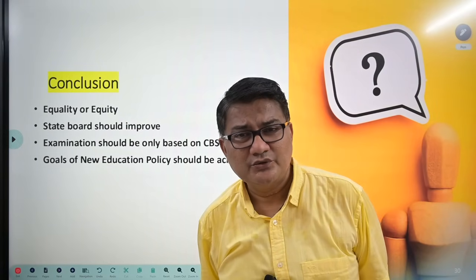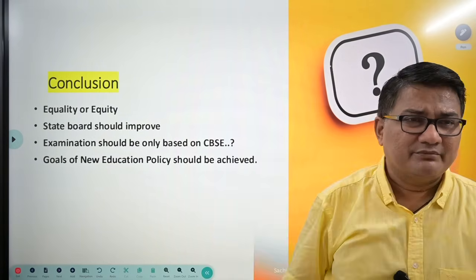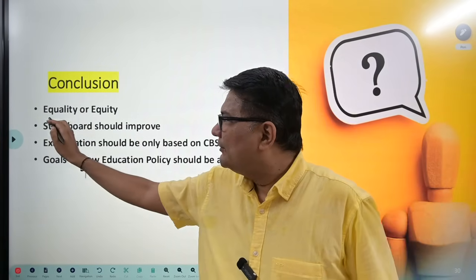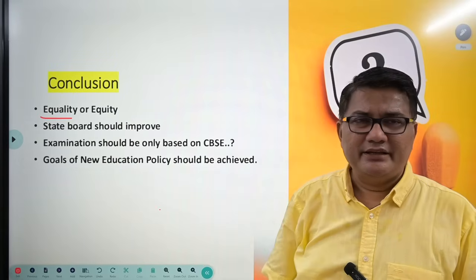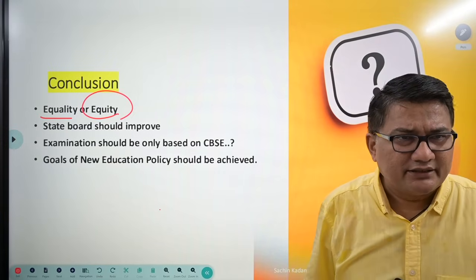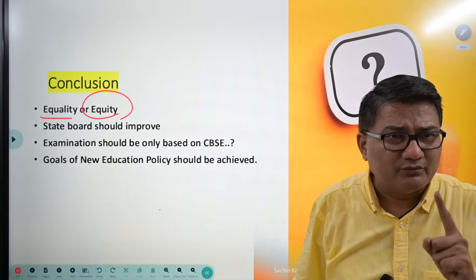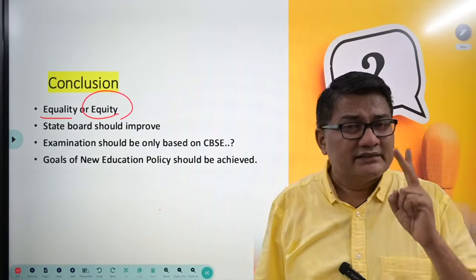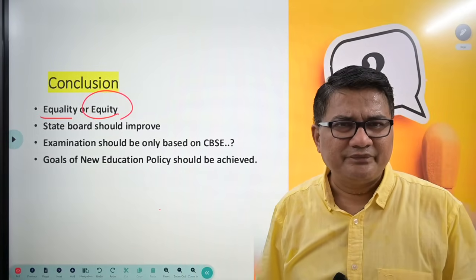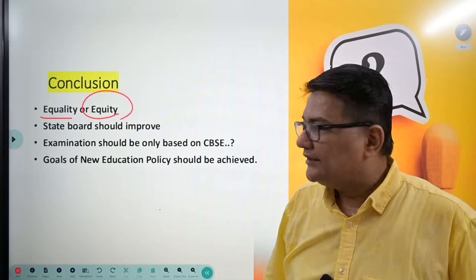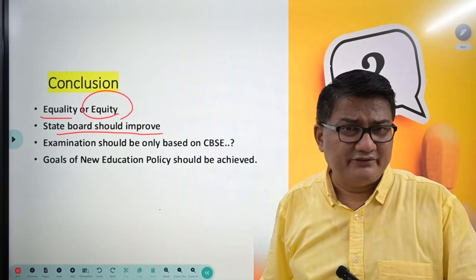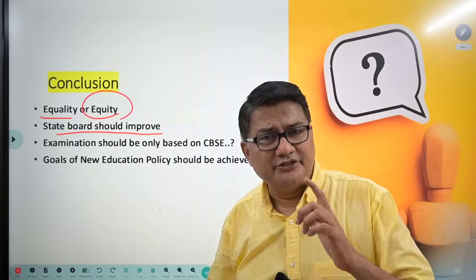So what should be the conclusion? My question is very simple to all of you. What is important? Equality or equity? Equity should also be given value. Don't you think equality is required, but equity is also most important? Second, a single national test, is it good? The answer is yes. And that's why even state boards should improve. States should not say that we are going to remain inferior, and they should improve.